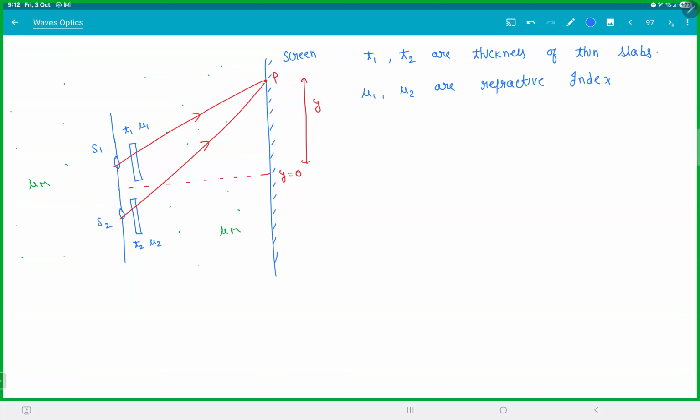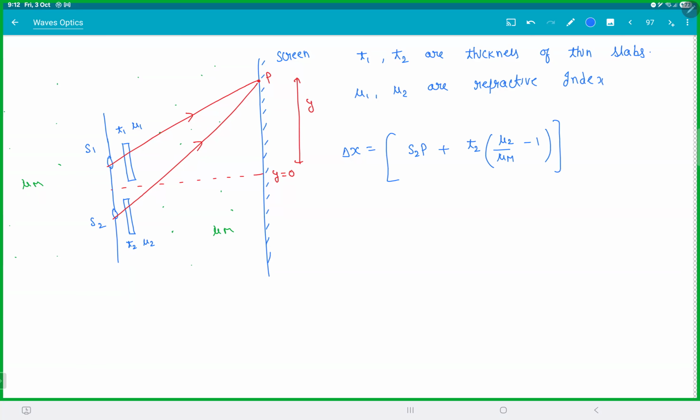So you want to find the path difference, delta x. The light ray is going from S2 to P, great. But since you went through the slab, you will feel you traveled an extra distance. How much? Thickness of the slab times refractive index of the slab by refractive index of the surrounding medium, minus 1. Does that make sense? That would be the extra term there.